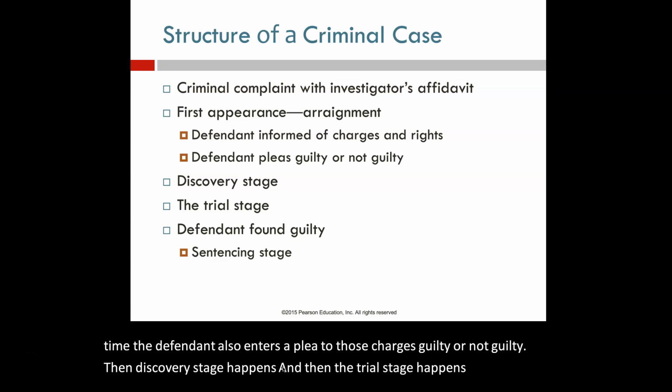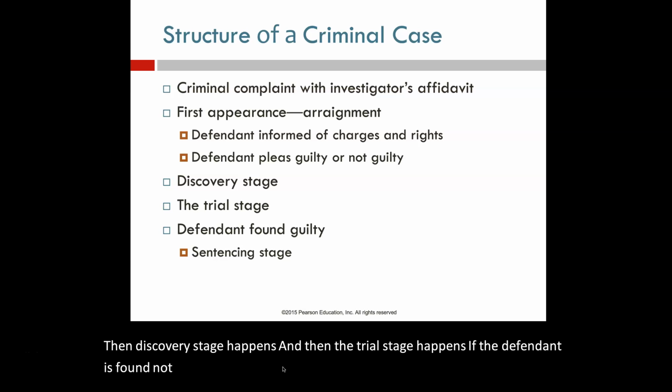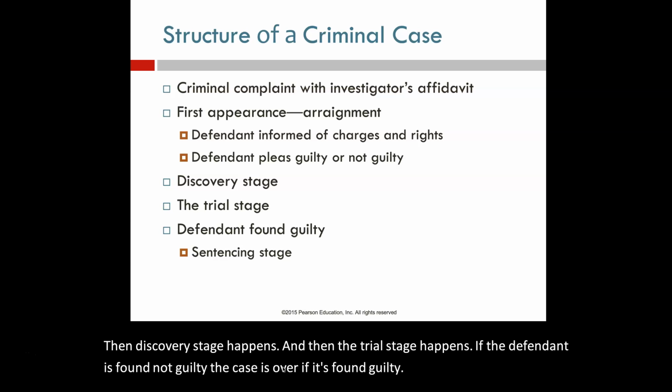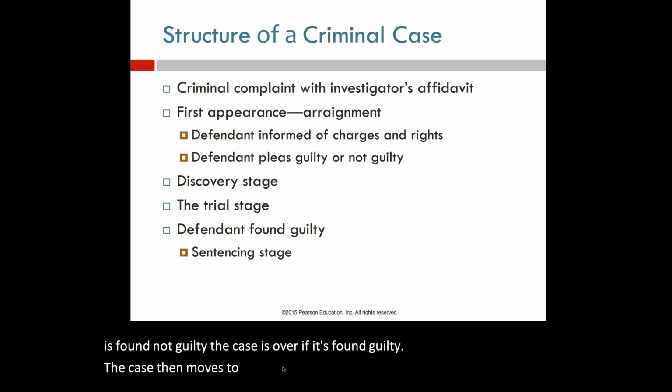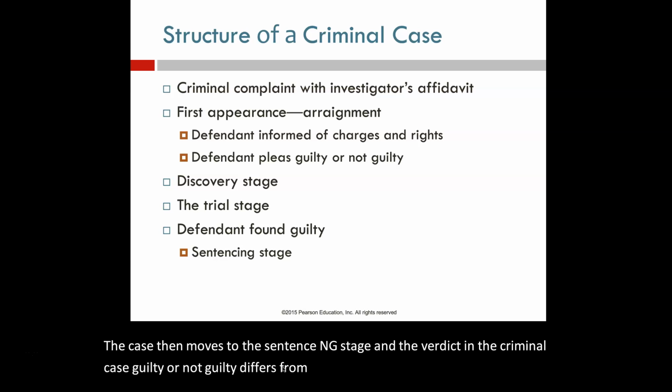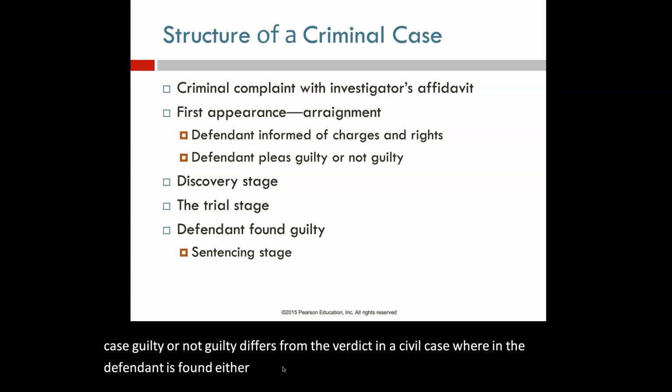If the defendant is found not guilty, the case is over. If found guilty, the case then moves to the sentencing stage. The verdict in a criminal case, guilty or not guilty, differs from the verdict in a civil case, wherein the defendant is found either liable or not liable for damages.